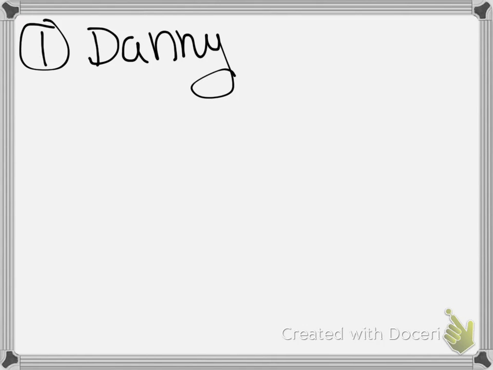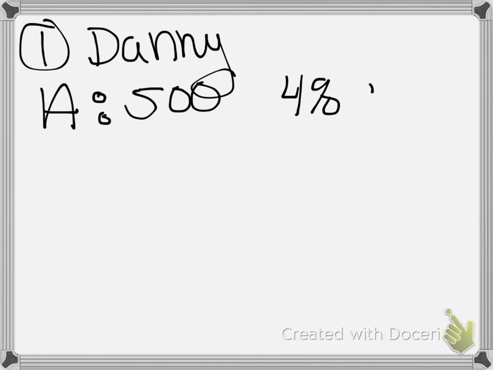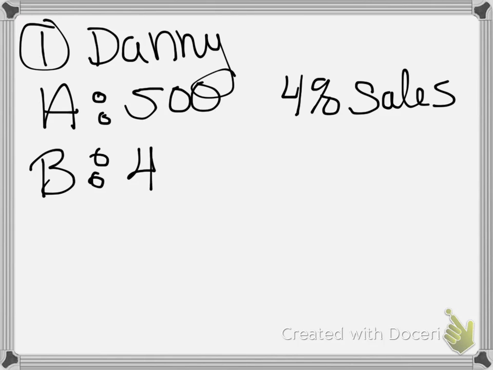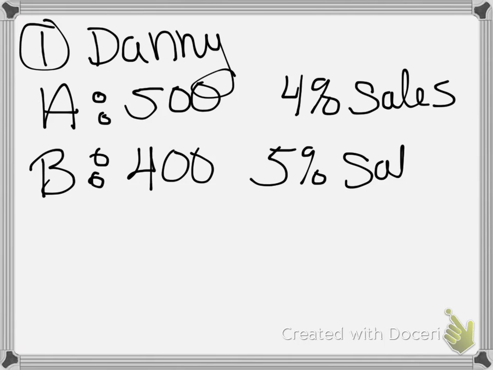So if you look at number 1, we have Danny, who is selling athletic shoes. All right, and he sells them part-time at a department store. He can earn either, so with situation A, he earns $500 plus 4% on his sales, 4% commission. Okay, and commission is just a little bonus you get from how much you sell. And then for situation B, he gets $400 off the bat and a 5% commission on sales.